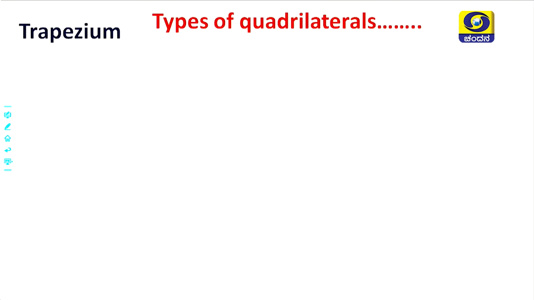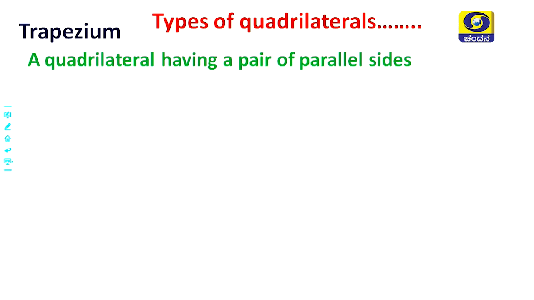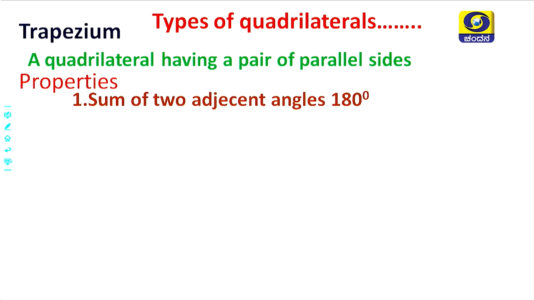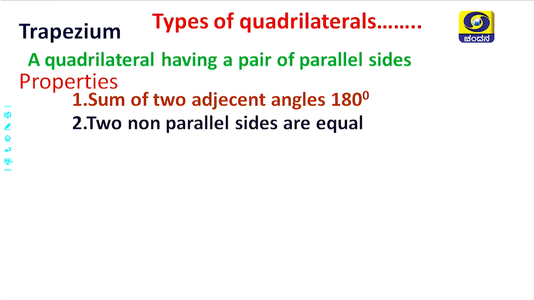So, let us continue our discussion with the types of quadrilaterals. Let us take trapezium first of all. A quadrilateral having a pair of parallel sides is a trapezium. So, write down the definition. Let us list the properties of trapezium. Sum of any two adjacent angles is 180 degrees in case of trapezium. Note down the property. Two non-parallel sides are always equal.